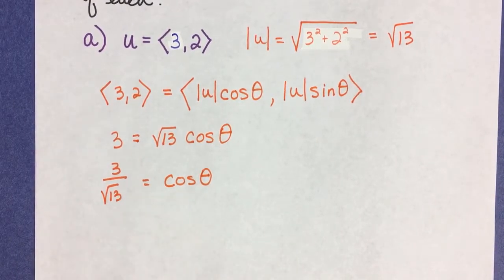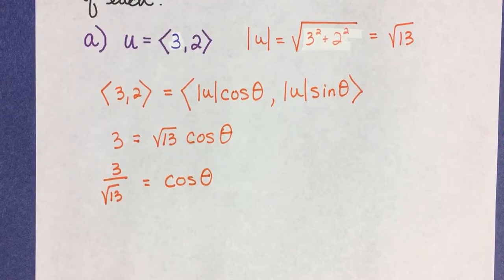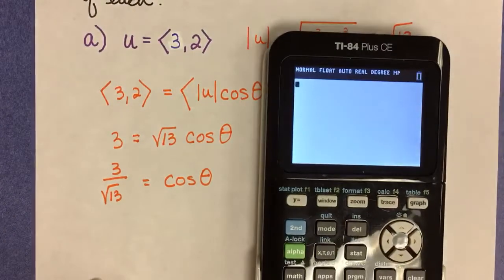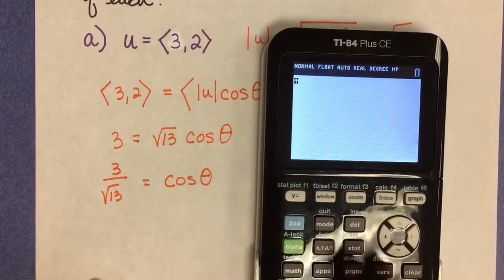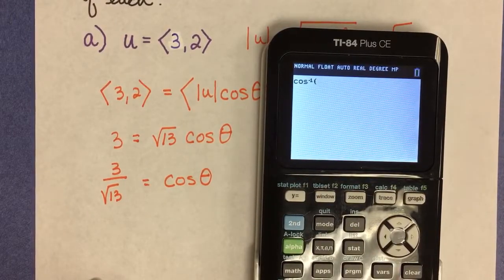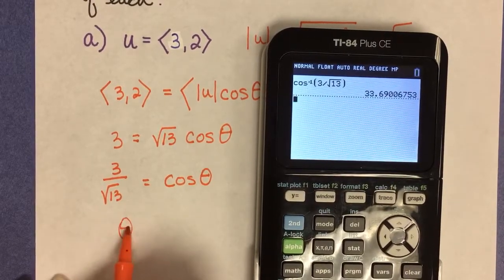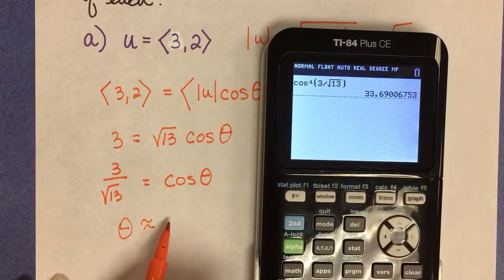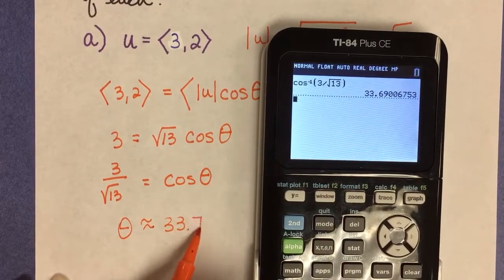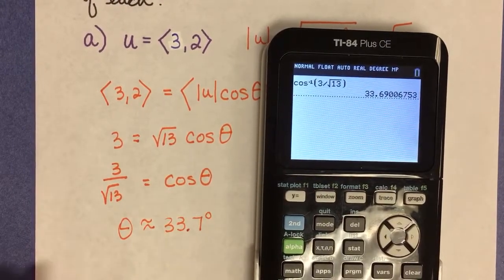So, in your calculator, if you're trying to find your angle, then you do second, of course this would be second cosine, and we'll have 3 divided by the square root of 13. Okay, so that means that theta is approximately 33.7 degrees. So that would be my direction angle for this example, okay?